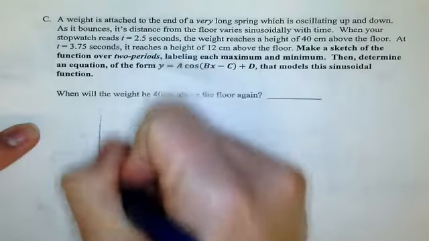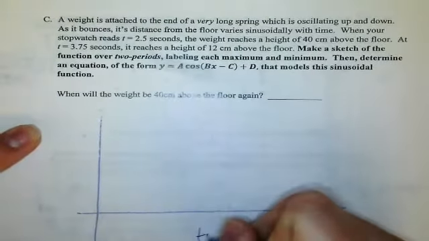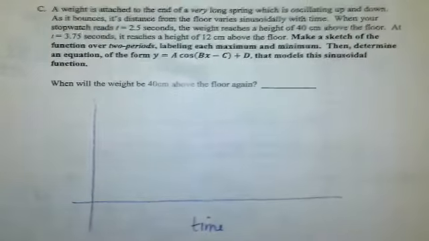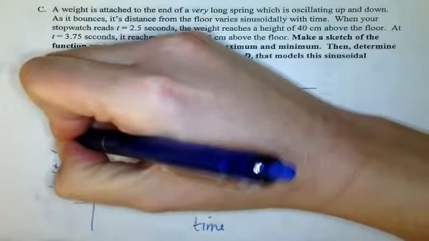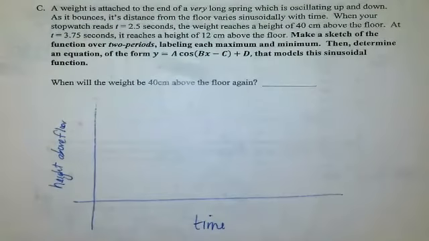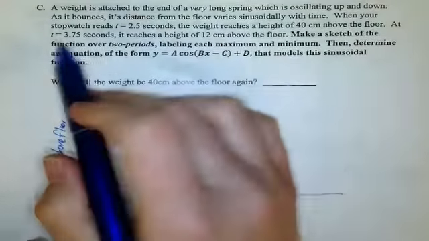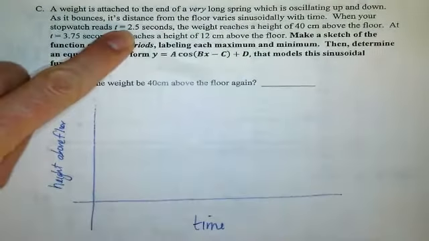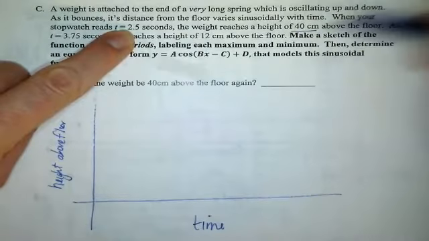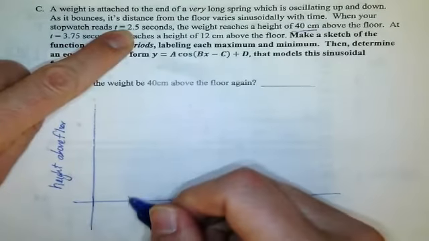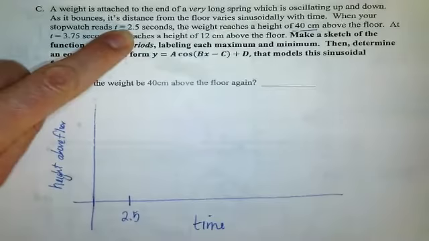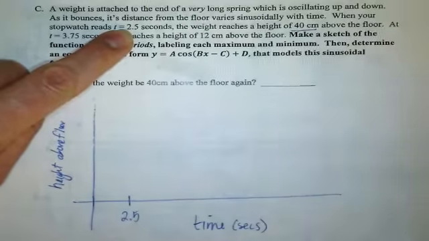So what we want to do is, we have time on our independent axis, and here we want the height above the floor on our vertical axis. And so we have some information. When my stopwatch reads 2.5 seconds, the weight reaches a height of 40 centimeters above the floor. Well, that's the ordered pair. Normally we'd start time at 0, but the only information I have is right here at 2.5 seconds. I'm just going to mark it.